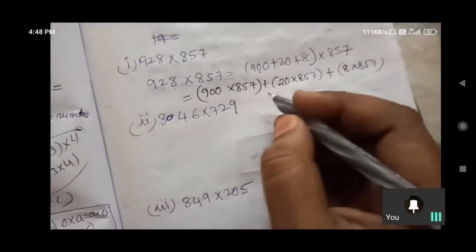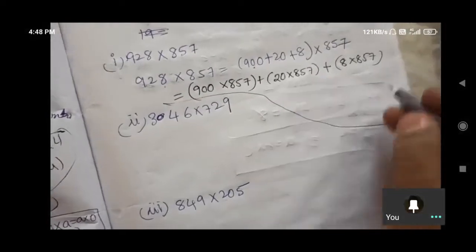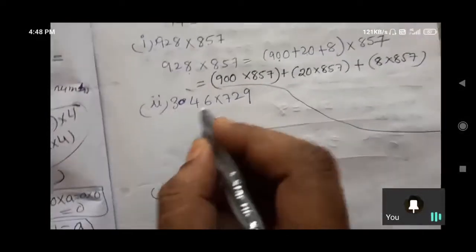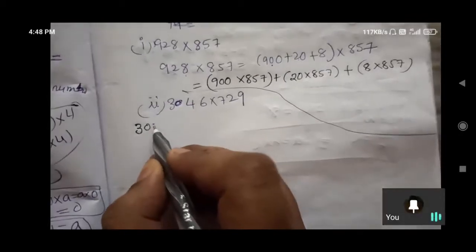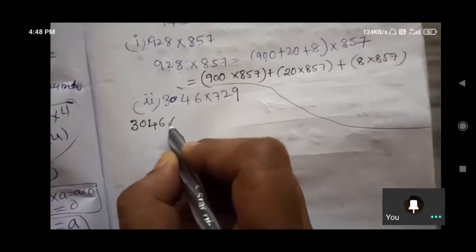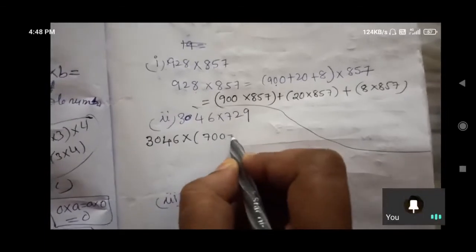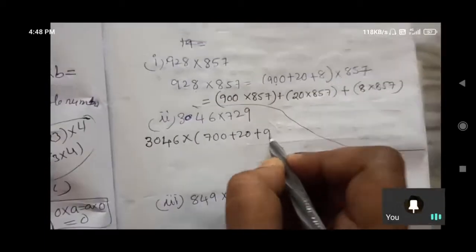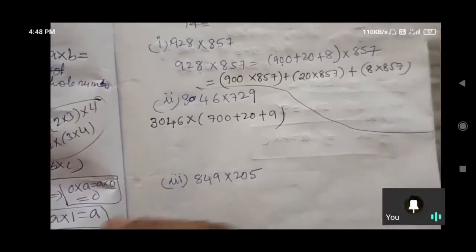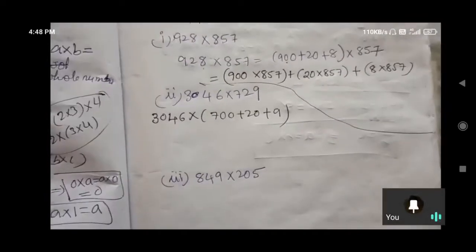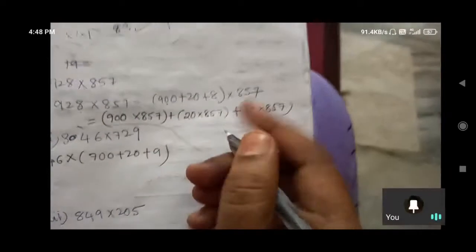So you can try to do this now. And this one also we can write like this: 3046 into 700 plus 20 plus 9. In this manner also you can do it. Okay, easy method. Why it is easy: we have to do simple multiplication.